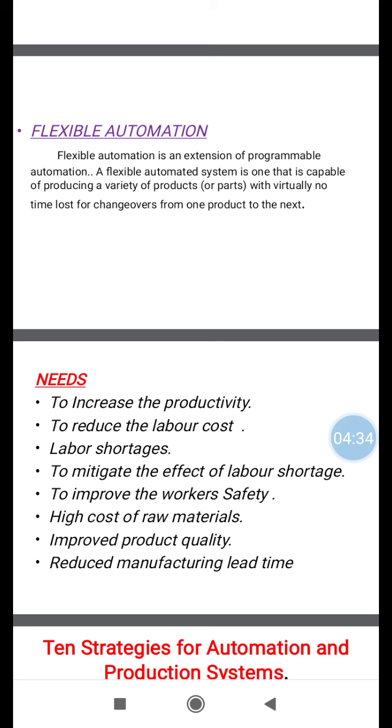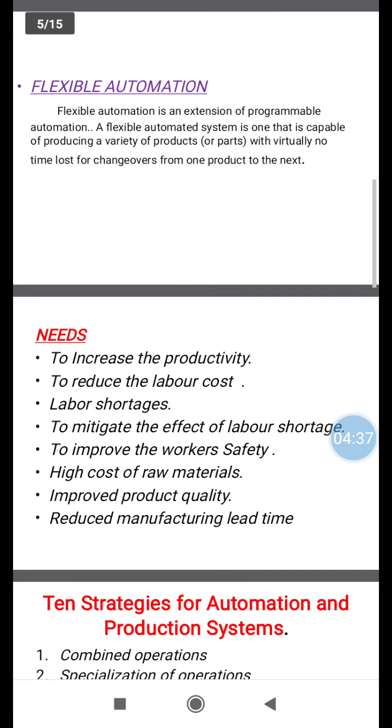Next, to improve worker safety, because here you are using high technology. If you use high technology, the safety is very high and worker safety improves compared to other types of manufacturing. Next is the high cost of raw materials; here it reduces the cost of raw materials for production. Next, improve product quality. As the production rate increases, the quality of the product also increases, and the manufacturing lead time is reduced.